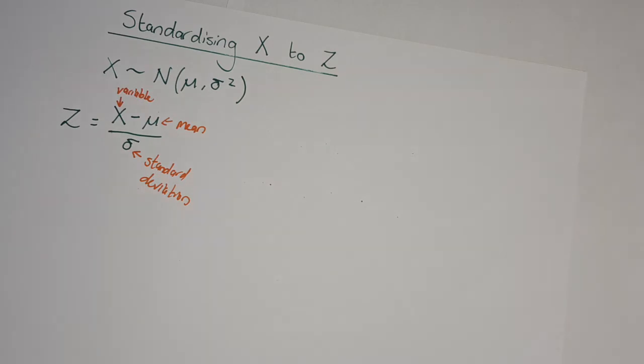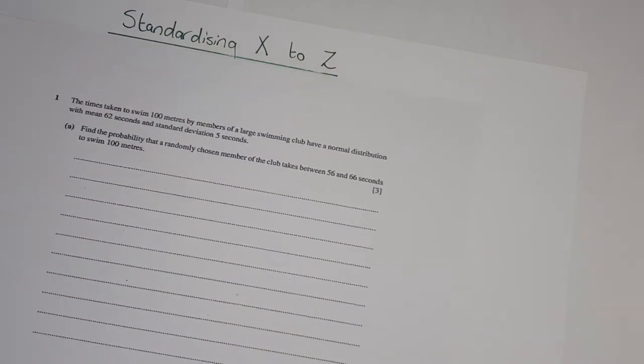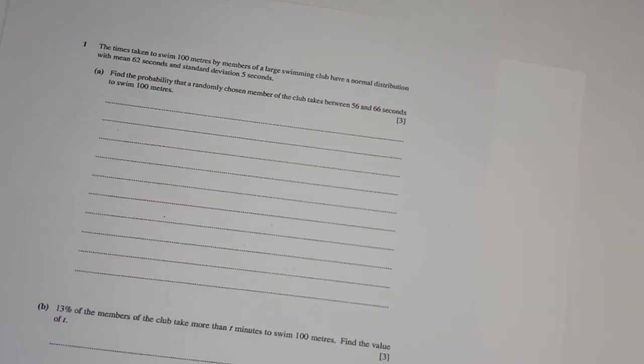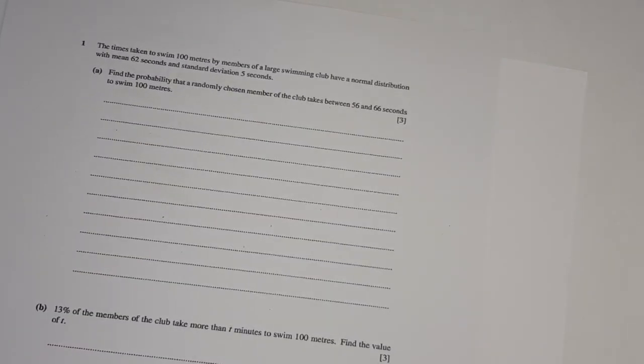Okay, and then if I look at just one more example for standardizing to find a probability, here I've got the times taken to swim 100 meters by members of a large swimming club having a normal distribution with a mean of 62 seconds and a standard deviation of 5 seconds. So now I need to find the probability that a randomly chosen member of the club takes between 56 and 66 seconds to swim 100 meters.